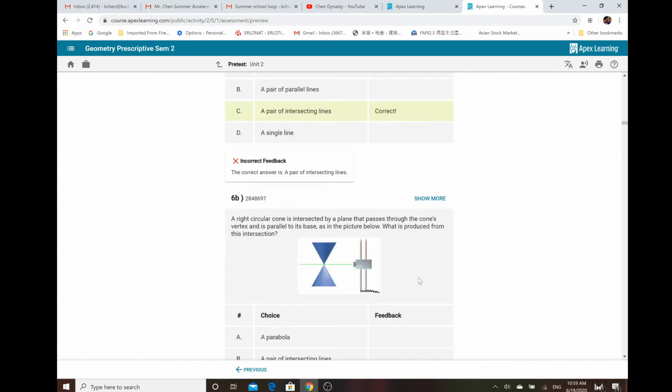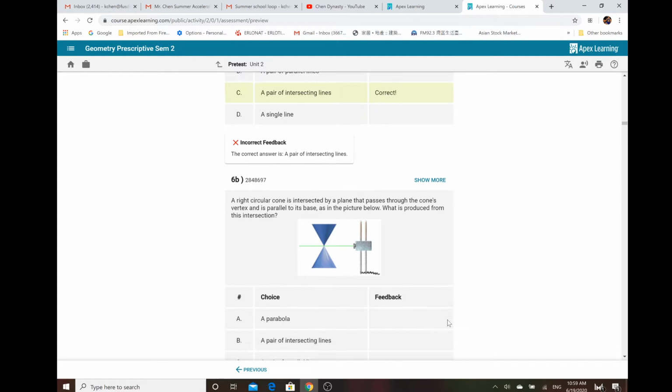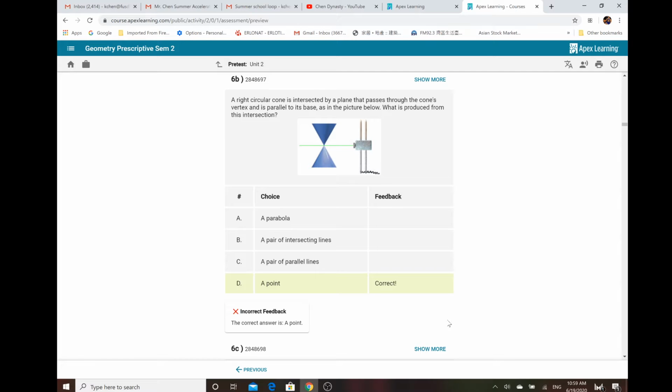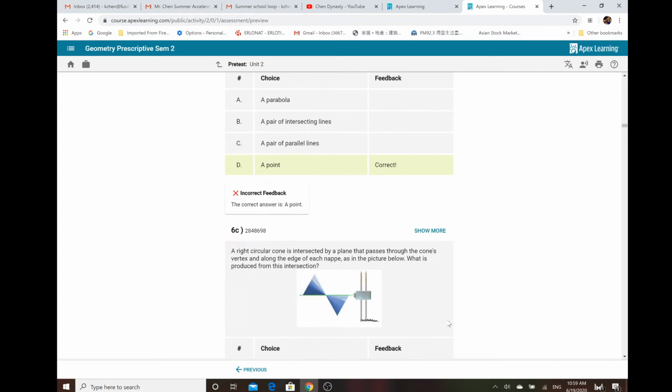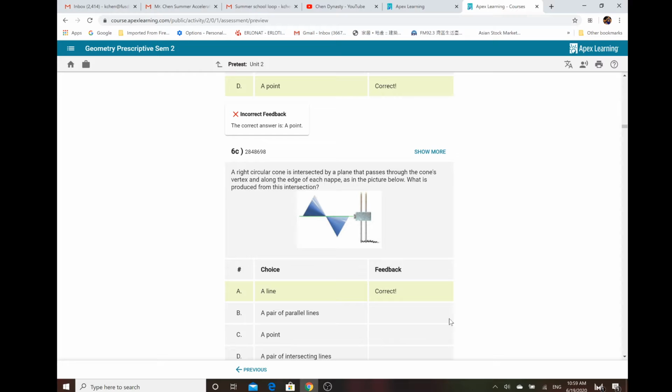A right circular cone is intersected by a plane that passes through the cone. So here's the view. What is produced from the intersections? This one is just producing a point. And here's another one. According to the view here, what is produced from the intersections? This one is just a line.